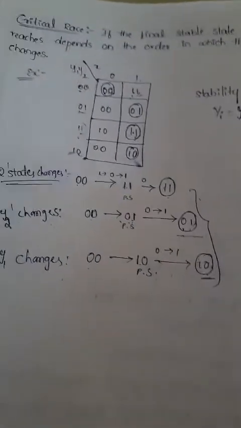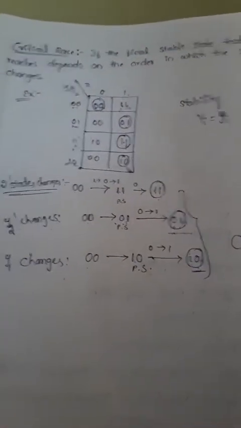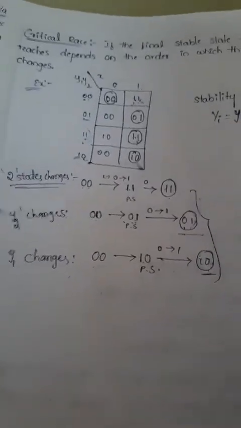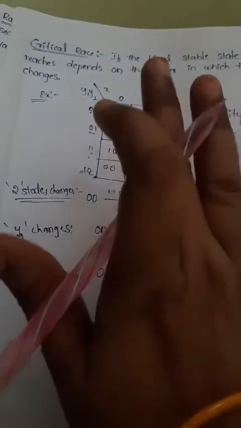Clear? So this is the complete explanation of race conditions in asynchronous sequential circuits. Just like this, the same procedure we are following here is applicable to both race conditions.